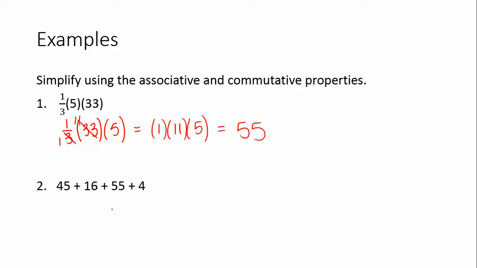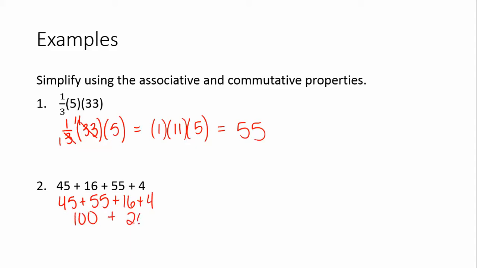Let's look at an example with addition. We have 45 plus 16 plus 55 plus 4. And oftentimes with addition, it's easiest if you can have yourself adding 10s or 5s together. So if I switch the 16 and the 55, I have 45 plus 55 plus 16 plus 4. 45 and 55, that's 100.